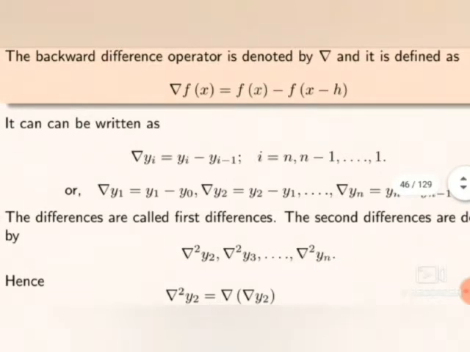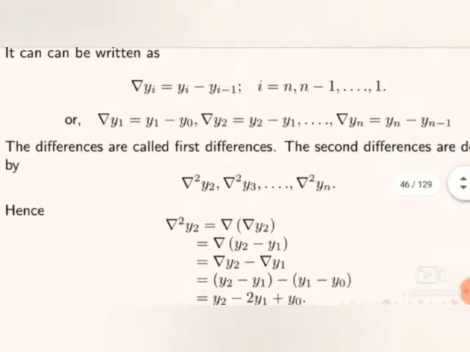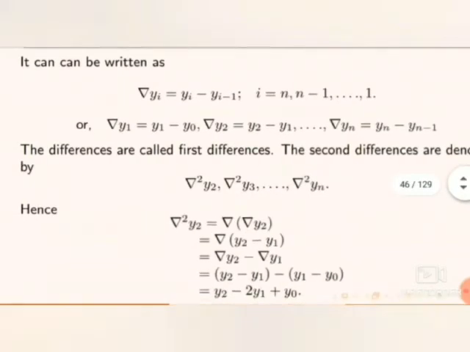And the second order differences are del squared y2, del squared y3, and del squared yn, and so on. You may not write del squared y1, so the second order differencing starts from del squared y2. The answer for del squared y2 is y2 minus 2y1 plus y naught.